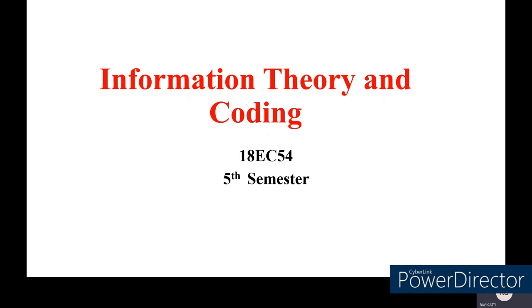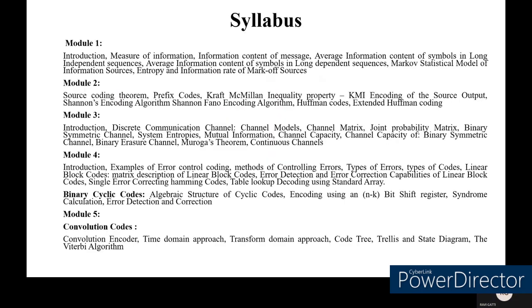I am going to handle this course, Information Theory and Coding, and the subject code is 18EC54. This subject you are going to study in the 5th semester. Now, let us look into the syllabus. The entire subject, Information Theory and Coding, has been divided into 5 modules. In module 1, we are going to discuss the overview of information theory and coding.